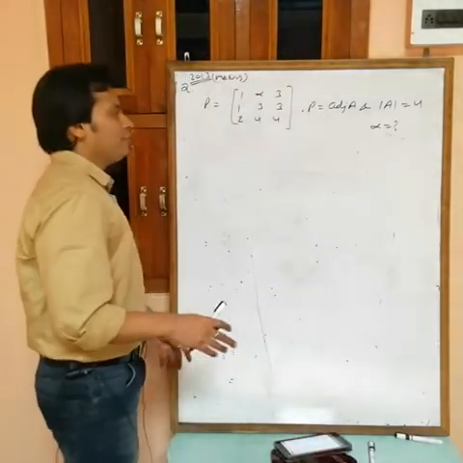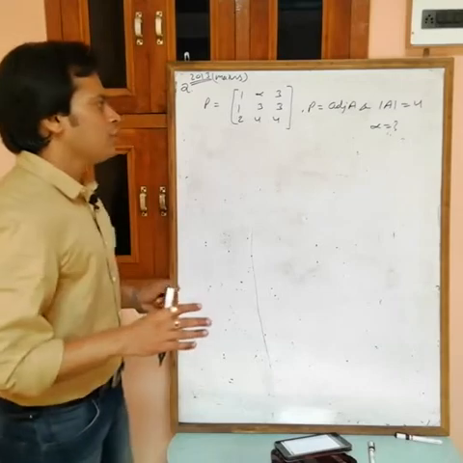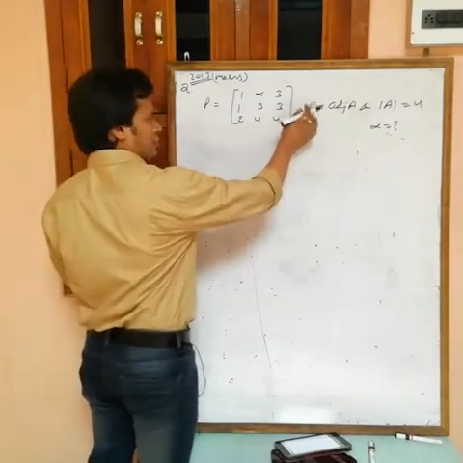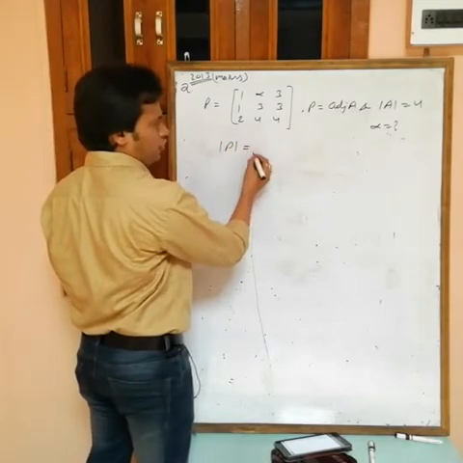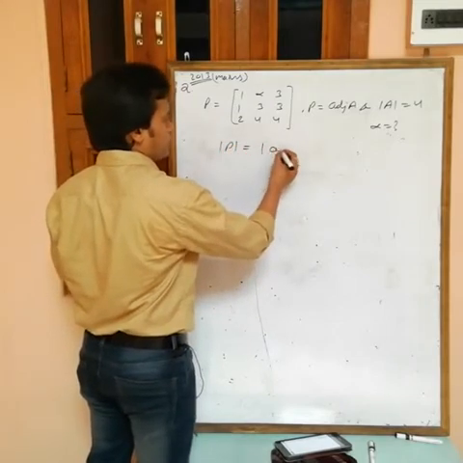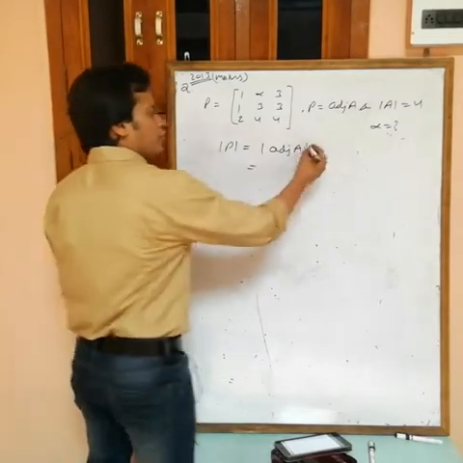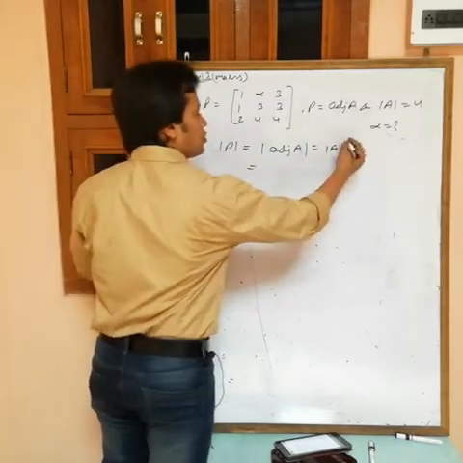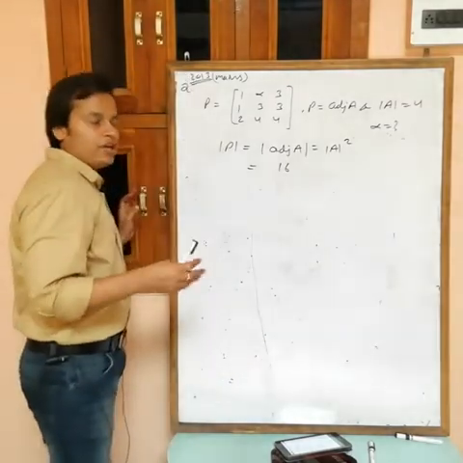Now we want the value of alpha such that P is equal to adjoint of A and determinant of A is equal to 4. Determinant of A is given. Take the determinant. P is equal to adjoint of A, then determinant of P is equal to determinant of adjoint of A. Determinant of adjoint of A is det A power n minus 1, and it is of order 3 by 3, so power 2. So 16. Determinant of adjoint of A is 16.